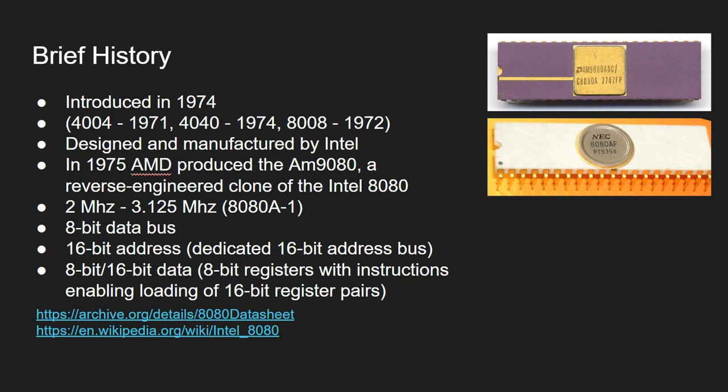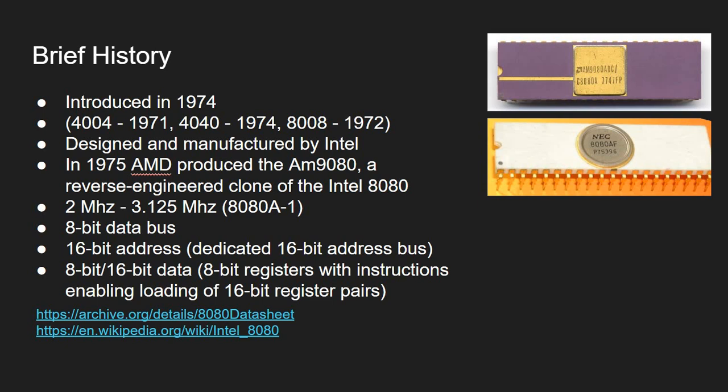So let's get started with a brief history. This 8080 CPU was introduced in 1974. It follows a list of processors. We had the 4004 in 1971, we had the 8008 in 1972. Now in 1974, we have the 8080. Interesting, also in 1974, we had the 4040 CPU. This CPU was designed and manufactured by Intel. However, the next year, in 1975, AMD produced the AM9080, which apparently was a reverse engineered clone of the Intel 8080.